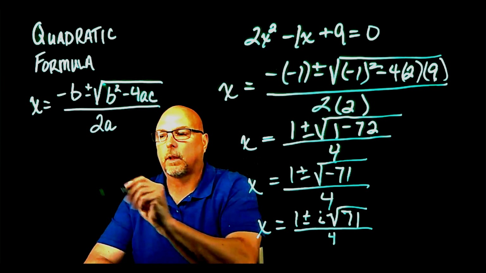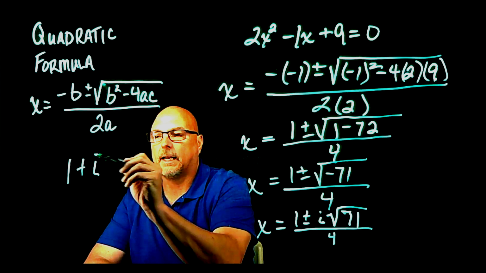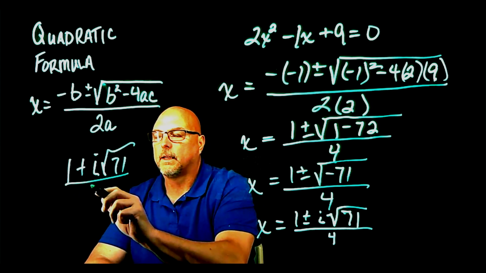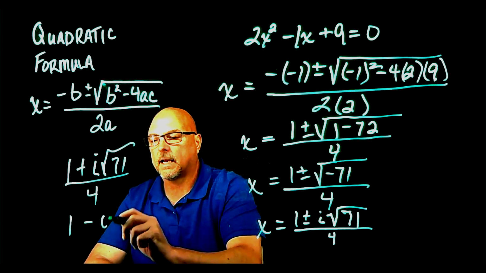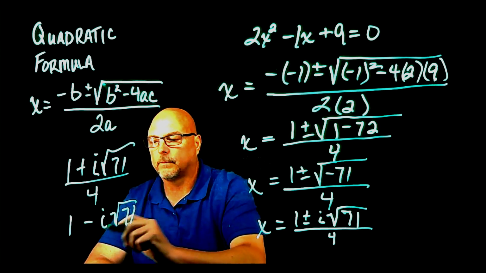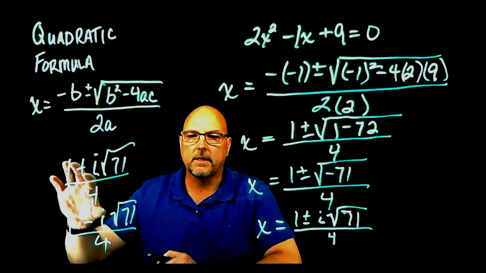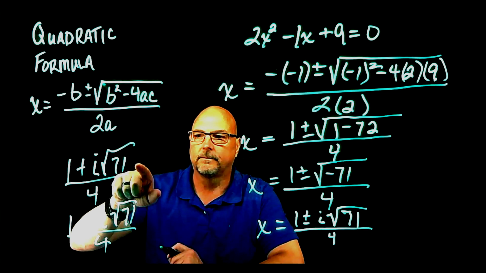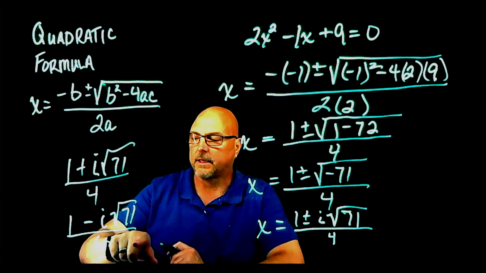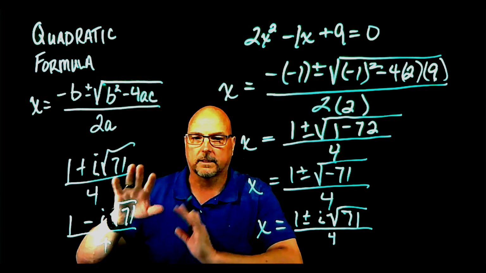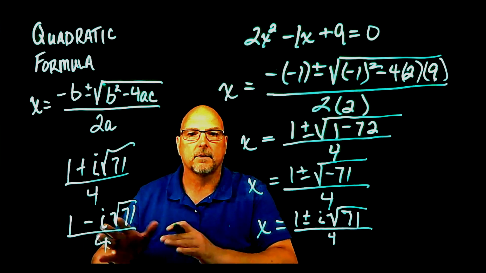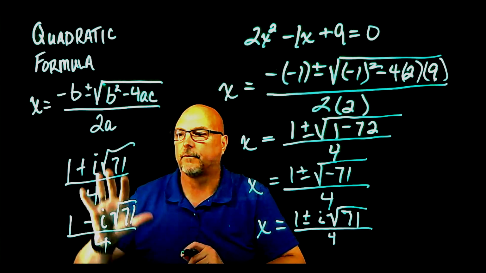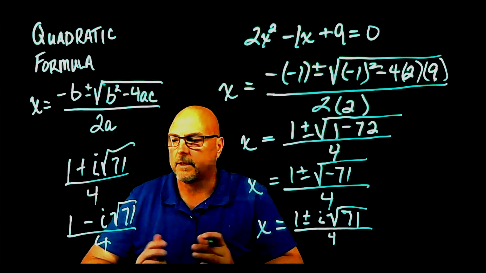So we have 1 plus i times the square root of 71, all over 4. And we have 1 minus i times the square root of 71, all over 4. And the reason I'm writing those out is because, remember, whenever you get an imaginary, a complex answer, they're always going to be complex conjugates, because zeros in polynomials, all polynomials, end up being conjugate pairs if they are imaginary. So that's it for this one.